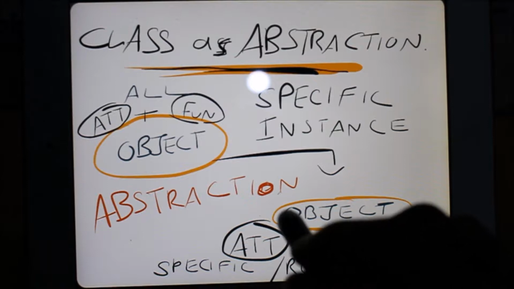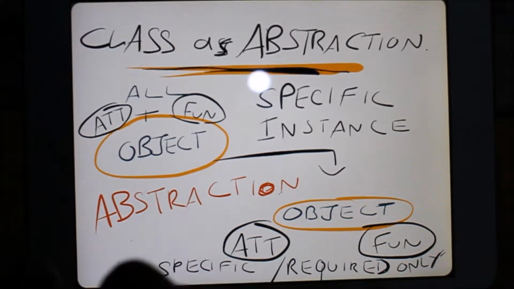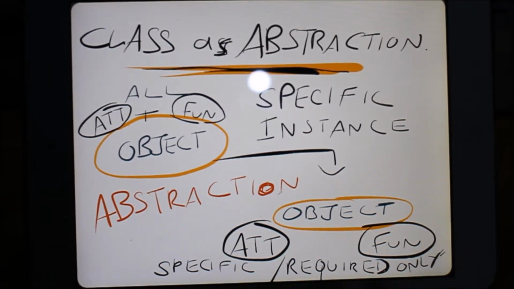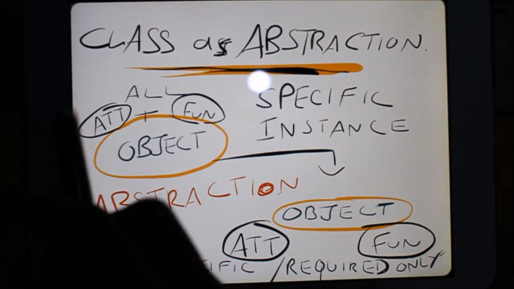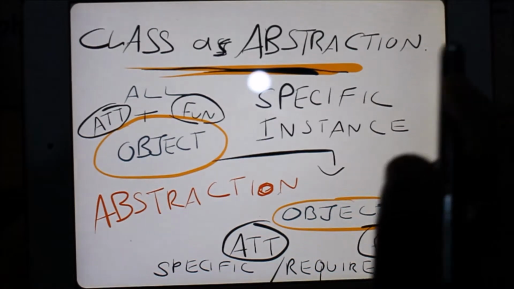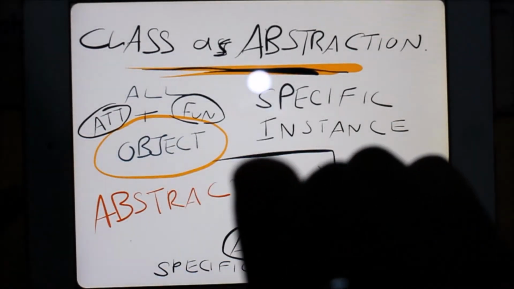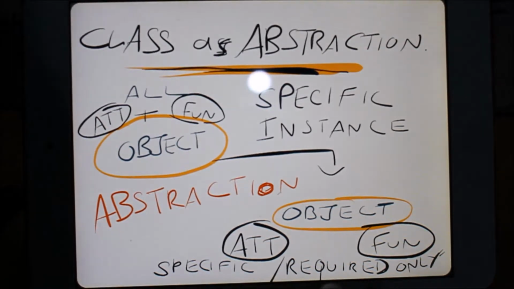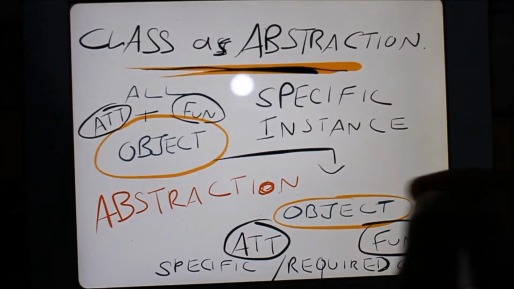Now, a class as abstraction. As I said before, abstraction is hiding the background details and showing you only the necessary details. Like the object has all its attributes and functions. Under a specific instance, it takes away all the background details and shows you only the required or specific attributes and functions. So you don't need to confuse yourself with all the background details.